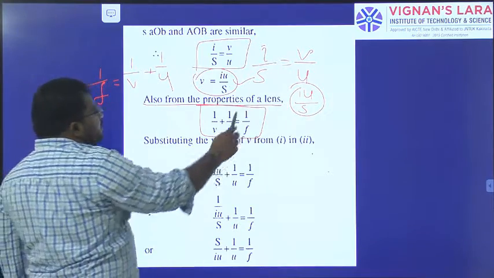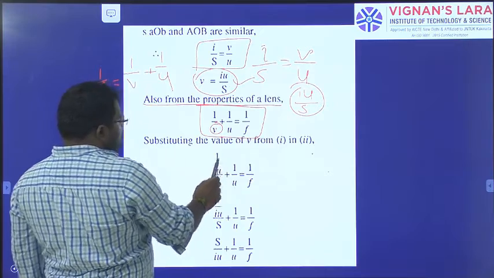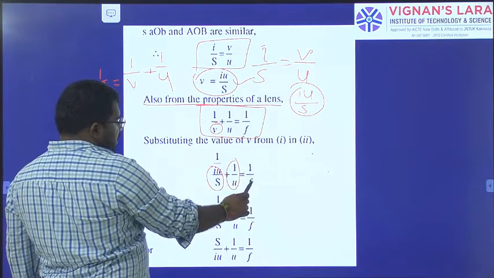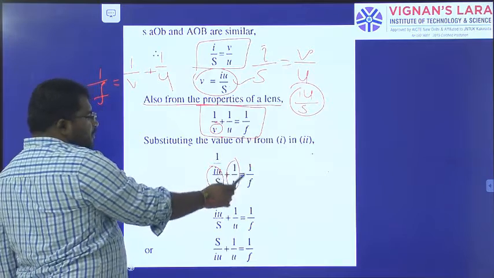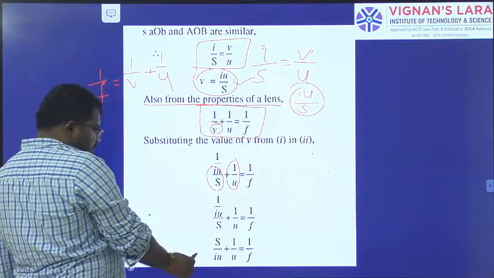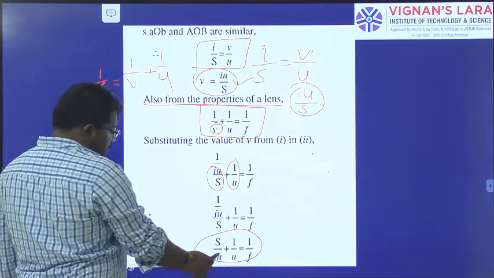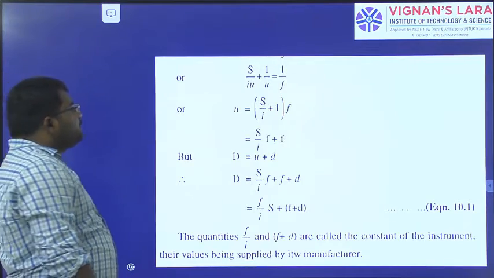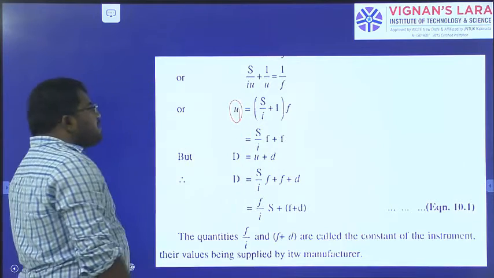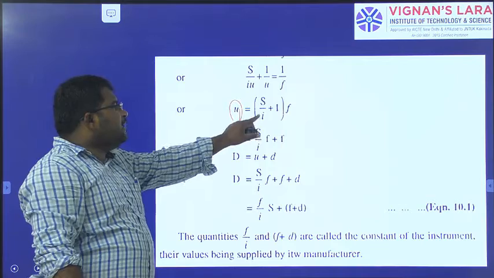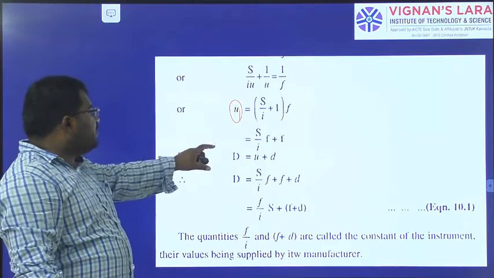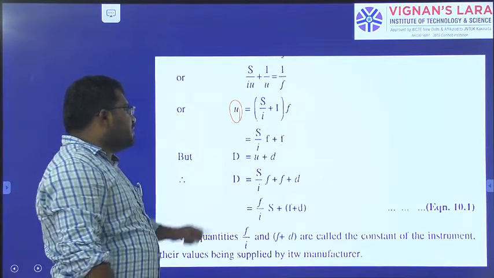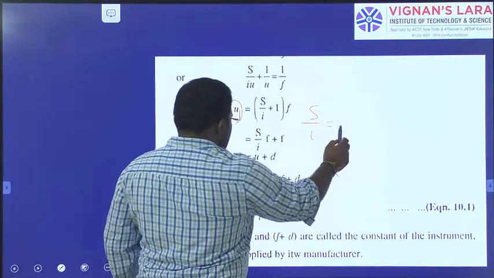If we substitute the V value, we get 1 by IU by S plus 1 by U, that is equal to 1 by F. By simplification, we get S by IU plus 1 by U, equal to 1 by F. Now from here we separate out the small u, which is equal to S by I plus 1, into F. So now we substitute.